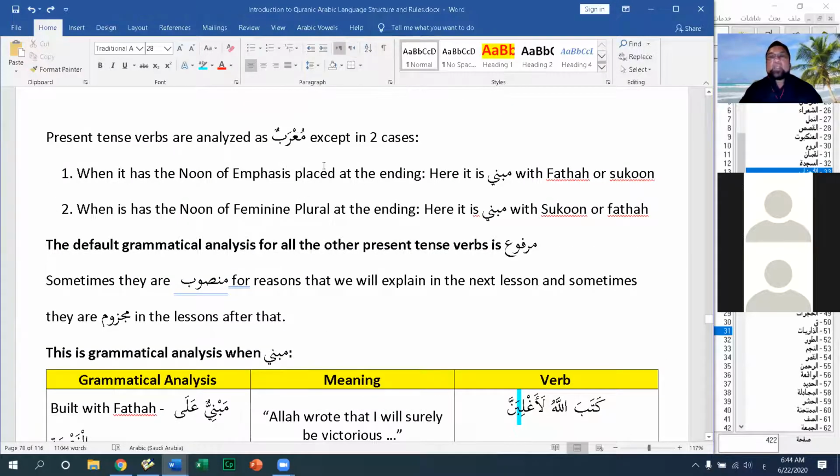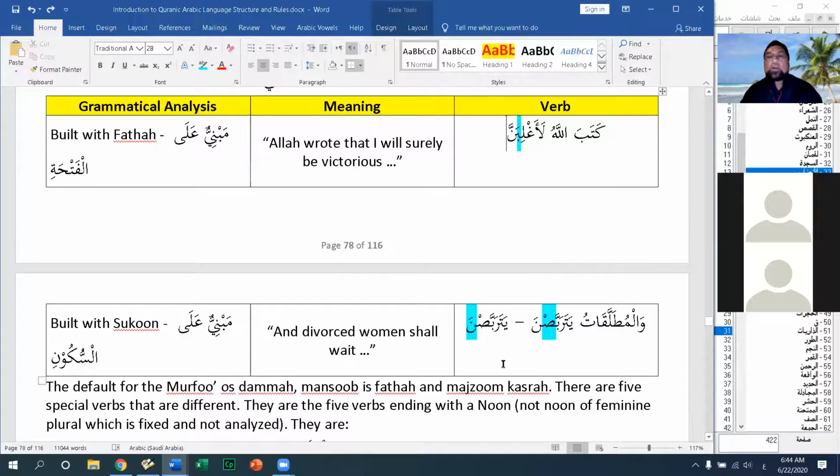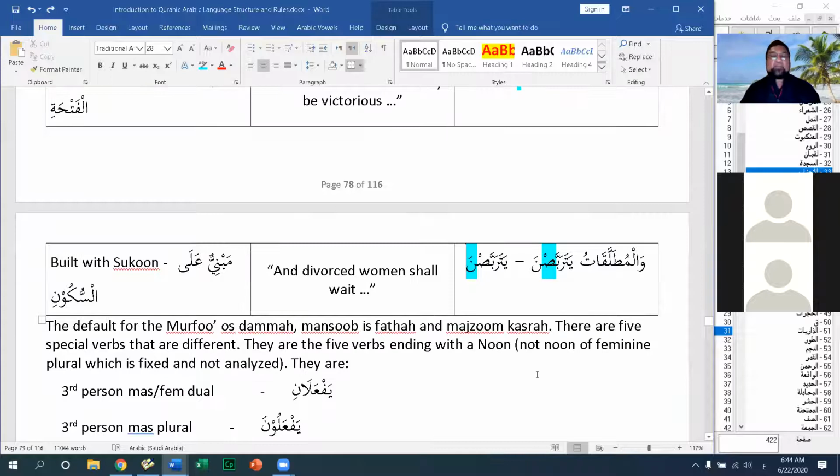فعل المضارع are by default مرفوع. Sometimes they are منصوب because of certain reasons that we will examine. Sometimes they are majzoom, and we will see the reasons why they become mansub and majzoom later on. By default, they are marfu, except for two forms of the verb. If you put noon al-tawkid at the ending, either al-thaqila or al-khafifa, or noon al-jama'a for jama'atul niswa, for female plural.